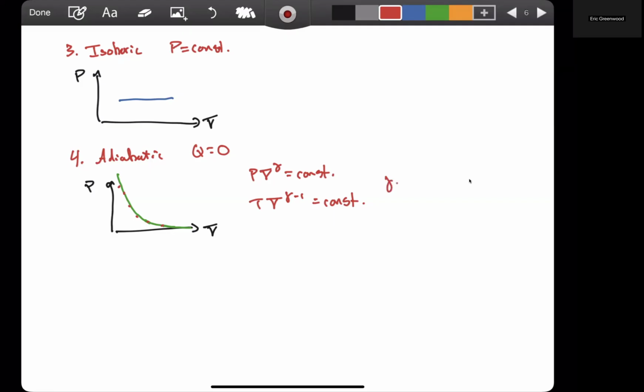Good. Where gamma is called the adiabatic parameter, which is either 5/3, 7/5, or 9/7. And again, the first one is for the monatomic, the second one is for the diatomic, and the last one is for the polyatomic. So these are our quantities or thermodynamic processes that we care about.